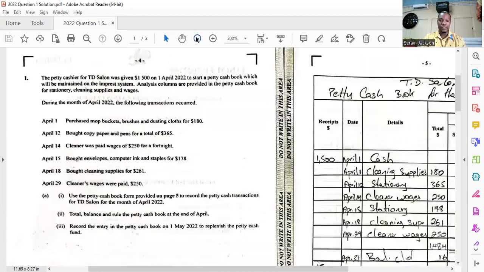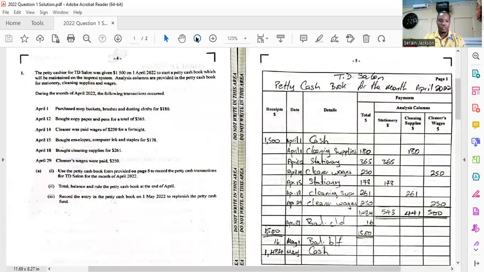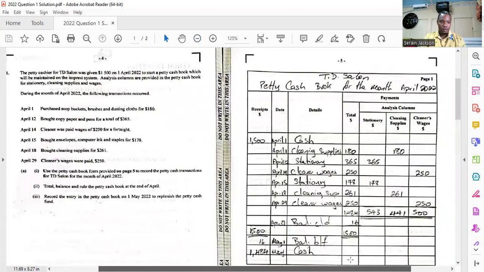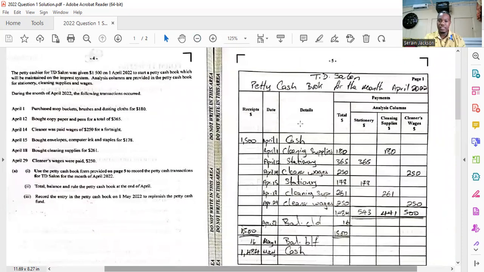Now I'm going to reduce the screen so you can see the solution. As you can see, they provided the draw up, which is good. It helps you. You write in a heading. It's important for you to write in a heading. And the float would have been on the debit side of the petty cash, $1,500. And then all the other transactions are pretty much straightforward.